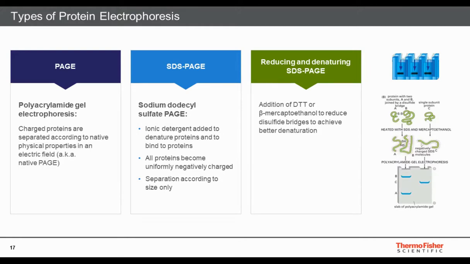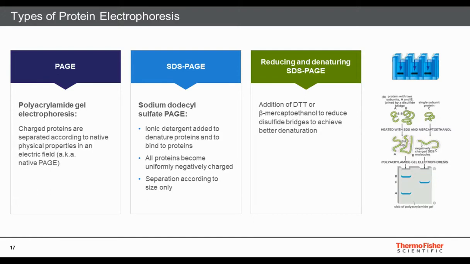This is protein gel electrophoresis 101, and now that lists the frequently used types of protein electrophoresis. As you know, PAGE stands for polyacrylamide gel electrophoresis. In a native PAGE application, ionic detergents like SDS are not added to any of the buffers, resulting in the charged proteins being separated according to their native physical properties in an electric field.